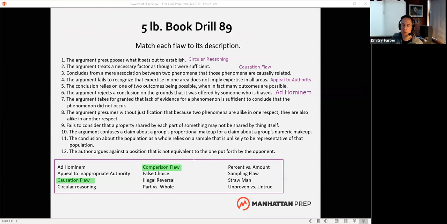So the argument's presuming without justification. That's another way of saying falsely assuming, or assuming, and we don't know for sure it's true, that when two things are alike in one way, they're also alike in another. And that's a comparison flaw. And that can go a couple different ways. I can say something like, hey, you and I, for instance, have the same political beliefs, therefore we'll probably also have the same taste in music.